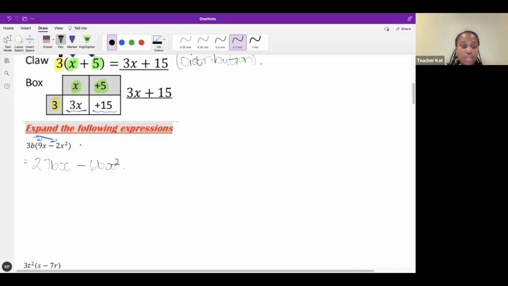Is there anything else we can do here? We have a 27bx and a minus 6bx squared. No, because they're not like terms because of the square. Do you see the first x does not have a square? Yet my second one has a square, which means they are not like terms. They may have the same variables, but they do not have the same exponents. All right, let's move on.